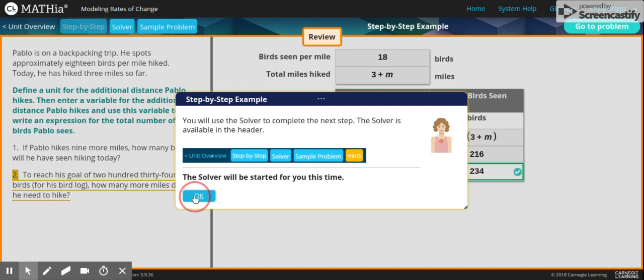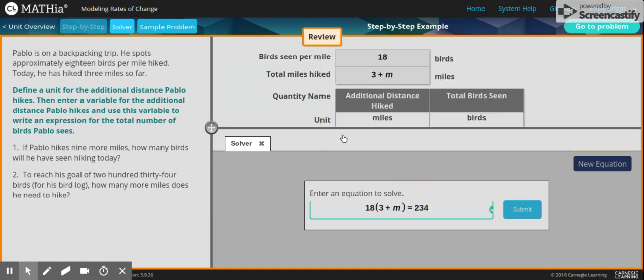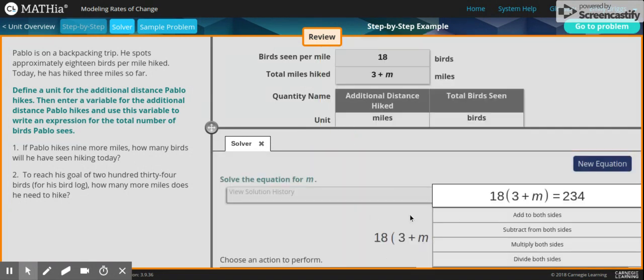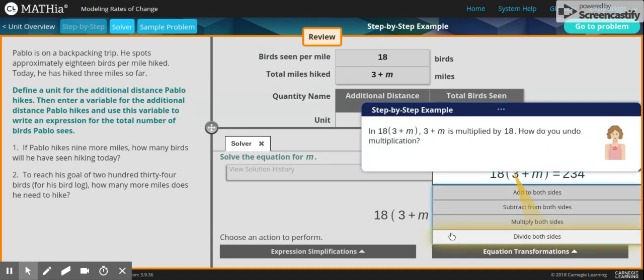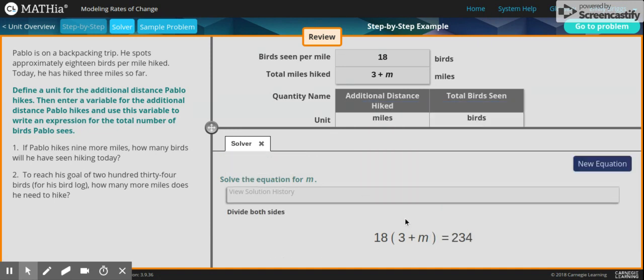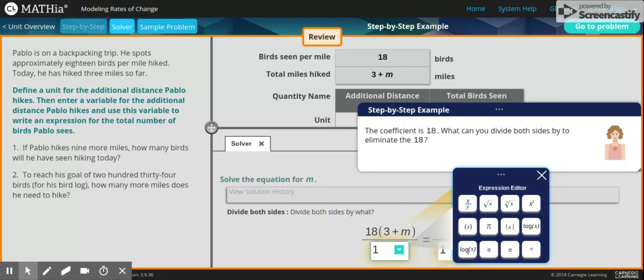And then you have to do the solver. And typically in these equations, they'll do the steps for you. Like they'll enter in the equation, and then you just have to solve it. So you have to divide because you're trying to get rid of this multiplication. So you're trying to get rid of the 18, so you have to divide by 18 to get rid of the 18.